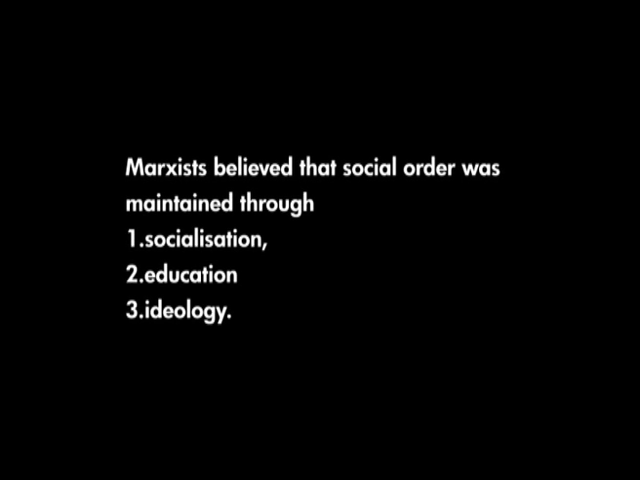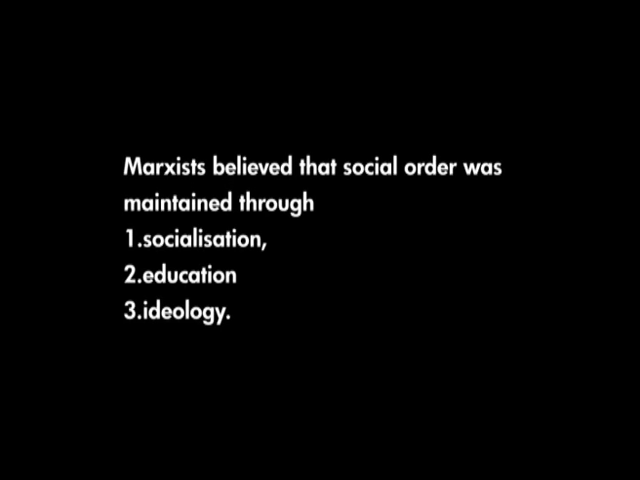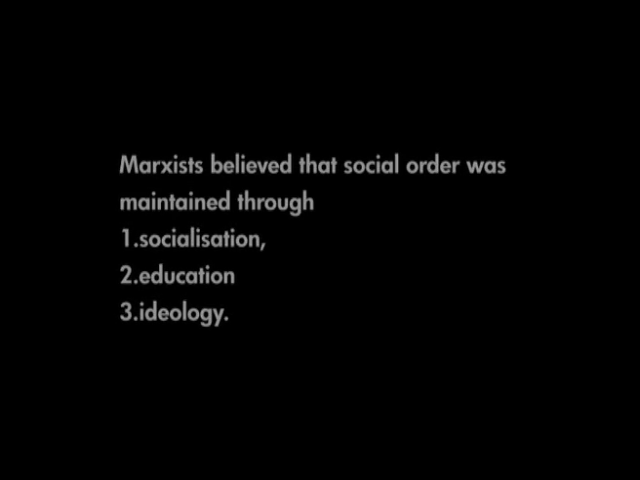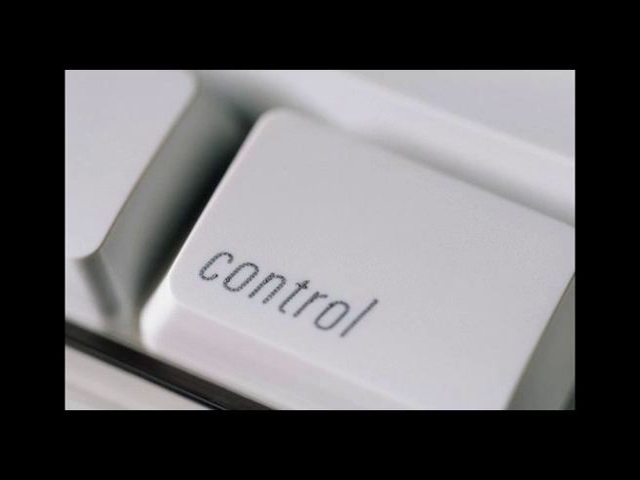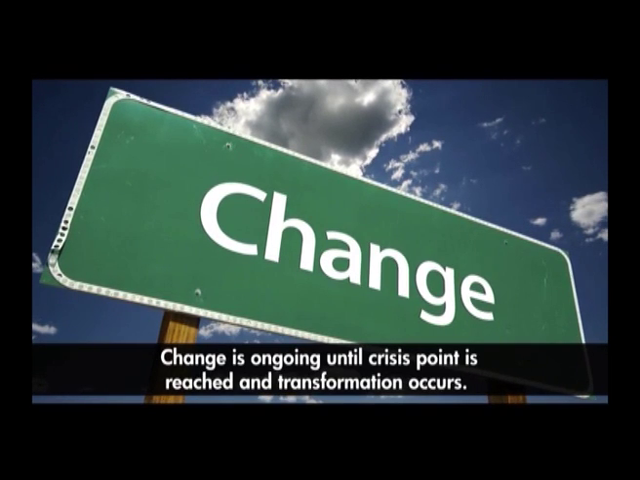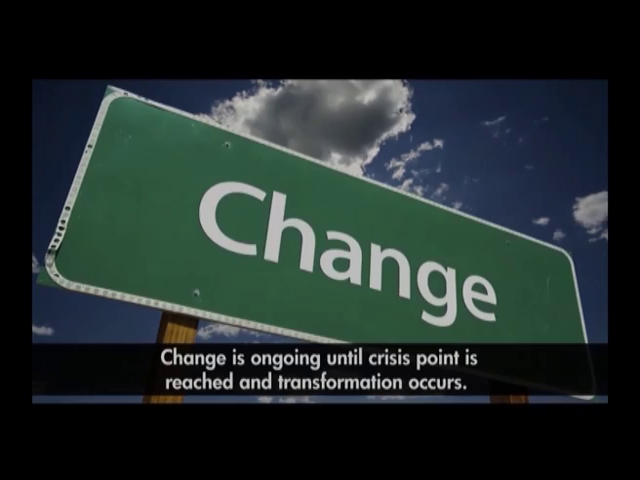Marxists believed that social order was maintained through socialization, education, and ideology. Thus, control is maintained to suit the vested interests of powerful groups. As the interests of these groups change, so does society. Change is therefore ongoing until crisis point is reached and transformation occurs.